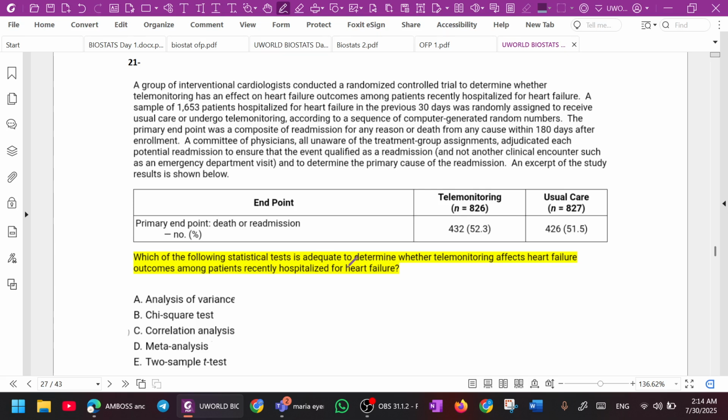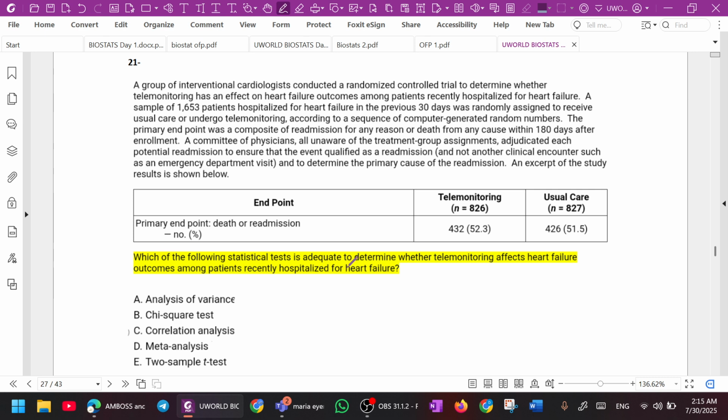Do you understand what they're asking you? Trying to understand. I think you understand what they're asking, but you cannot determine what your two groups are. Yes. So what are the two things you're comparing? That's where you need to start. We are comparing telemonitoring and usual care. Telemonitoring and usual care, so that's one group. What's the other group?